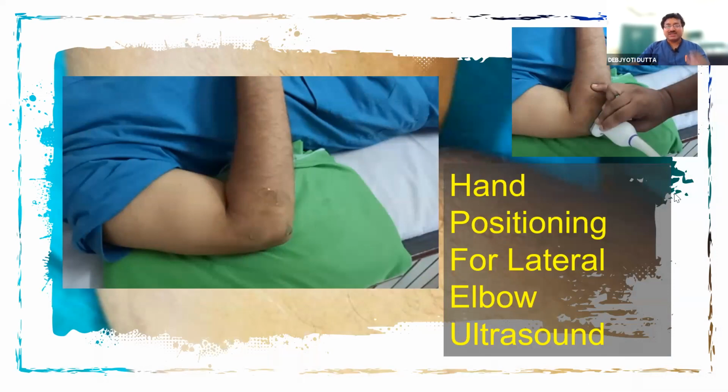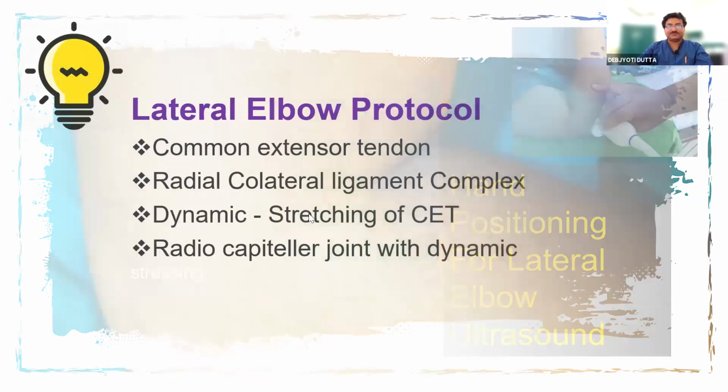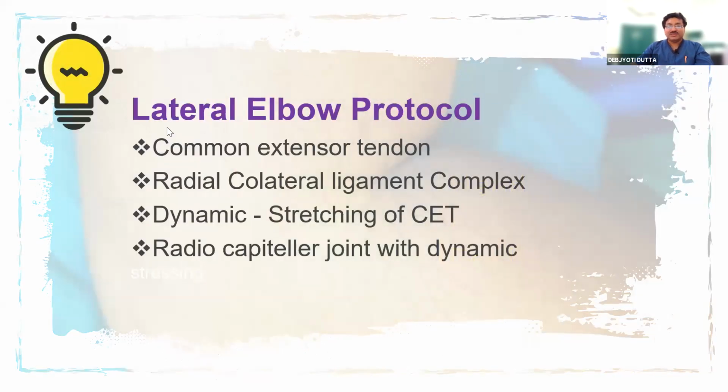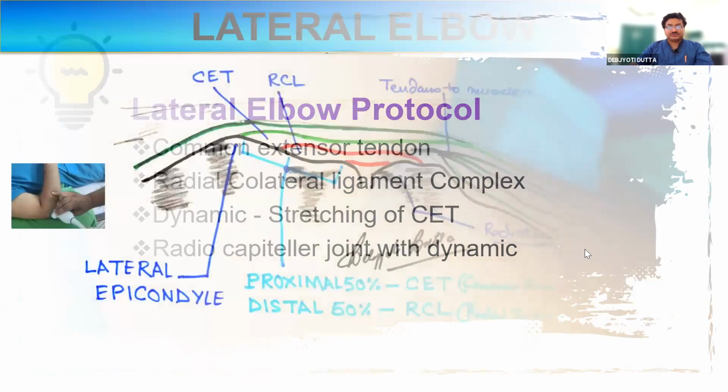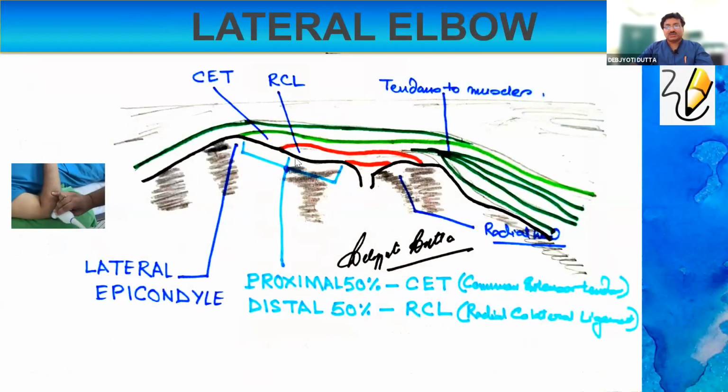Okay, so let's see how to position the hand in the lateral elbow ultrasound. The patient will usually be supine. Put a pillow below the elbow. Then you need to check the structures here. So that is the hand positioning for the lateral elbow ultrasound. Now, what do we need to see? We need to see the common extensor tendon and the radial collateral ligament complex. Other things I am not going for today. So this is the structure. This is my hand drawing, not great, but understandable.